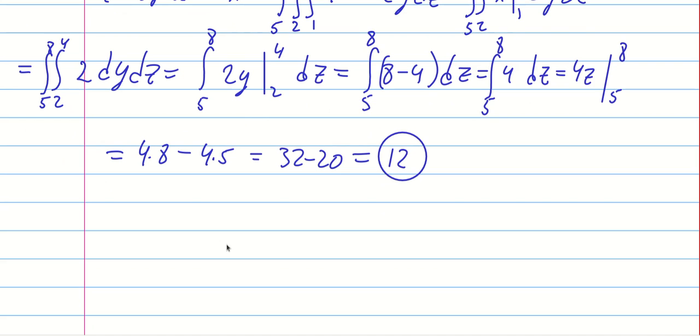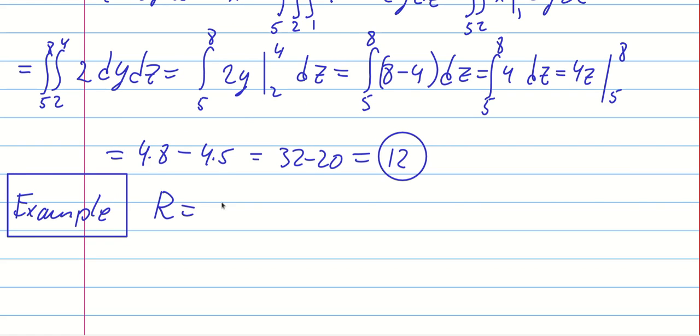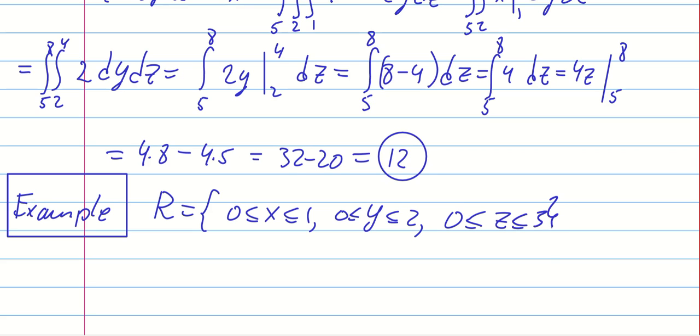So what about the next example? Our region is x between 0 and 1, y between 0 and 2, and z between 0 and 3. And our function w of x, y, and z is equal to x y squared z cubed.